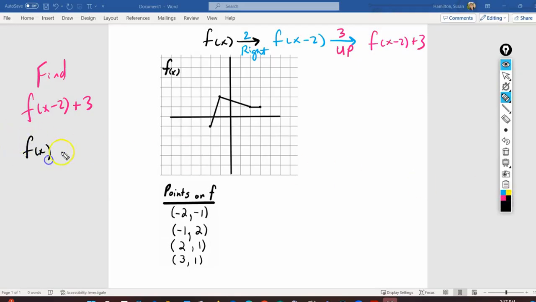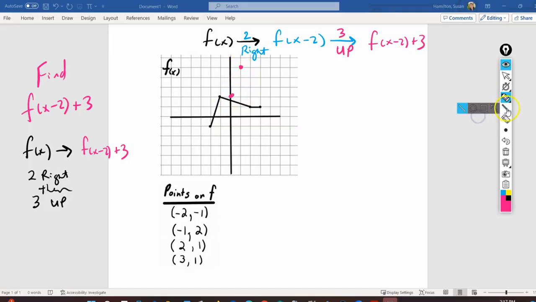I can get from the black to the red if I do each of these steps. So go 2 right, 2 to the right, then go 3 up. And I'm going to do that with each of these points here. So I'm going to start here. I'm going to go 2 to the right and then 3 up. With this point, I'm going to go 2 to the right and then 3 up.